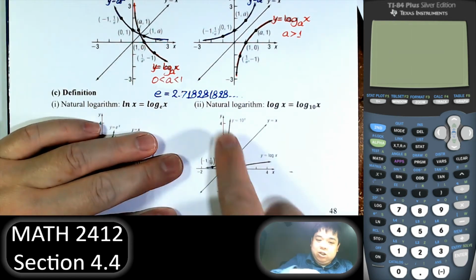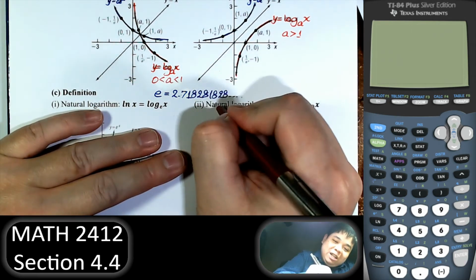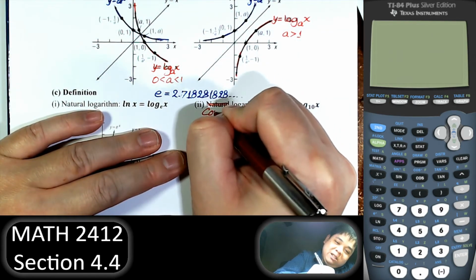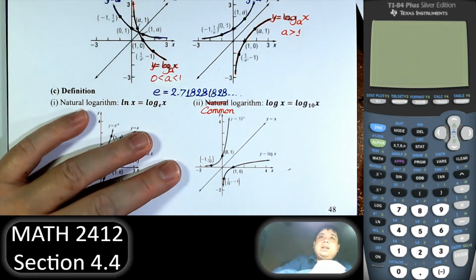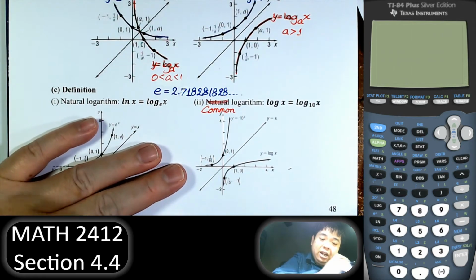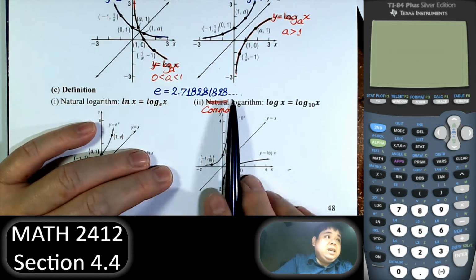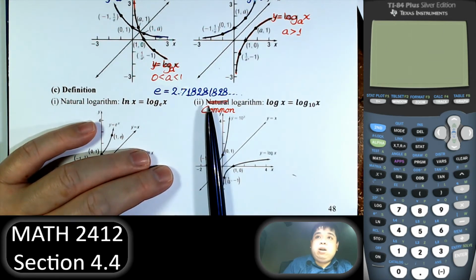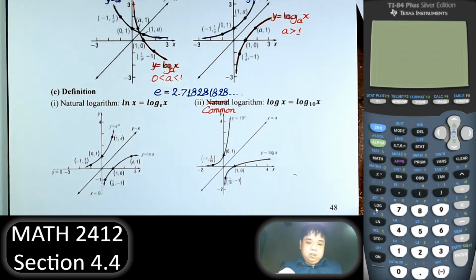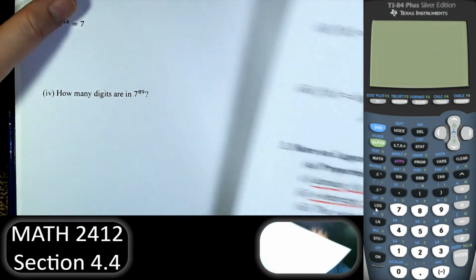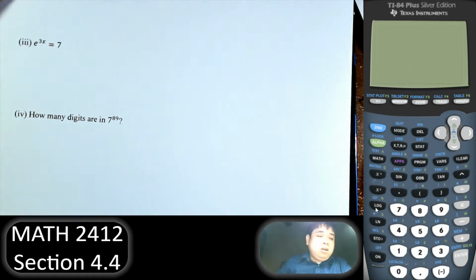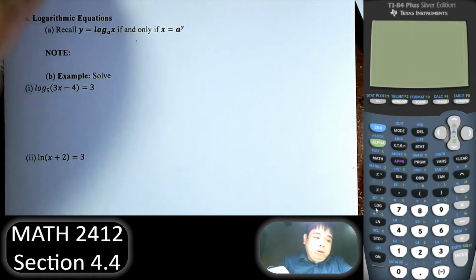And log base 10 is called the common log. This is where I copied and pasted and forgot to change. So the common log is base 10 and the natural log is base e. On the calculator you see there are two buttons, ln for base e and log for base 10, the common log. Okay, the graph is like this.